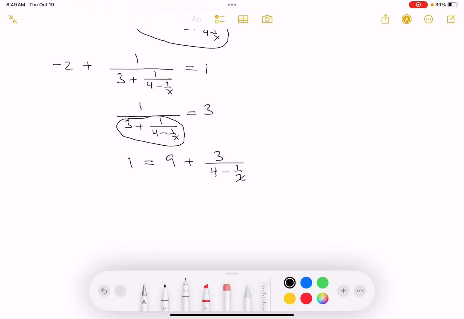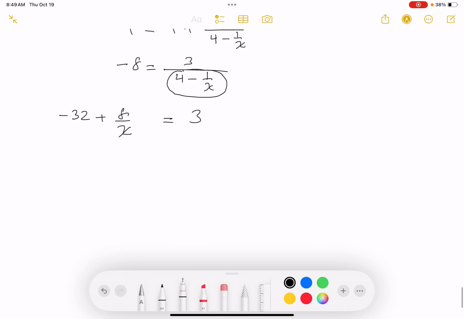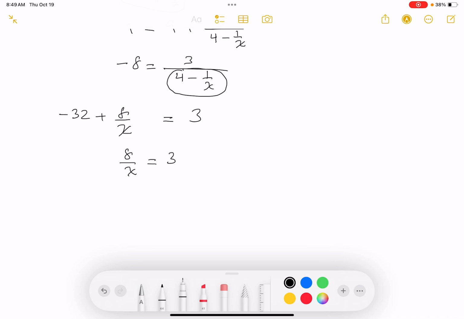Things are getting a little bit easier for me now. And I'll keep going. You get minus 8 is equal to 3 over 4 minus 1 over x. Wow, is it ever going to end? Yep. We're going to multiply both sides by this now. And what do you get there? On the right side, you get 3. On the left side, you get minus 32 plus 8 over x. Wow. 8 over x. I'm going to add 32 to both sides. That's 35. And then I'm looking at this thing, and I think I got my answer now. x is equal to 8/35.